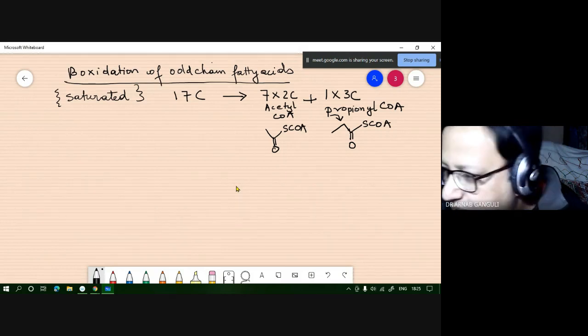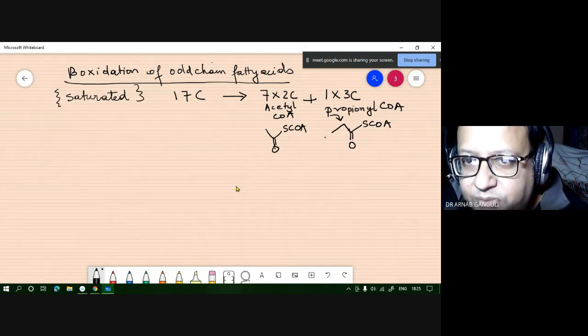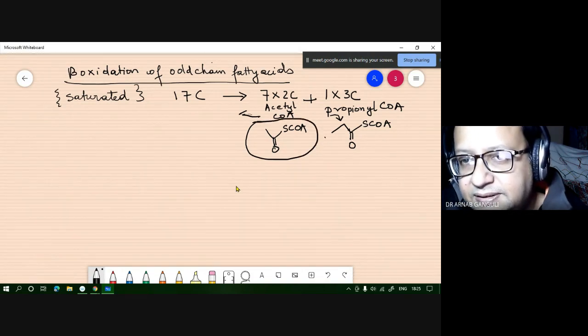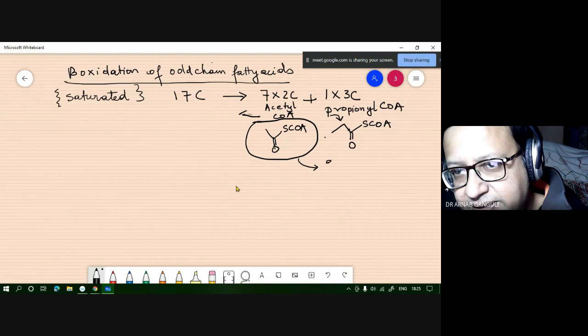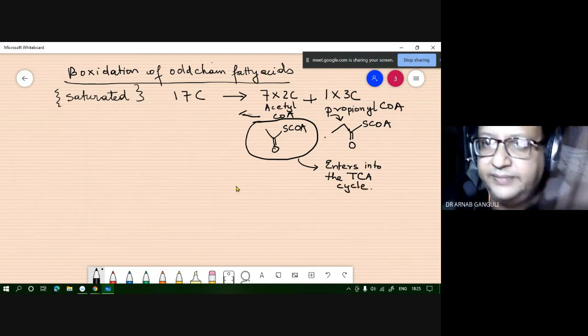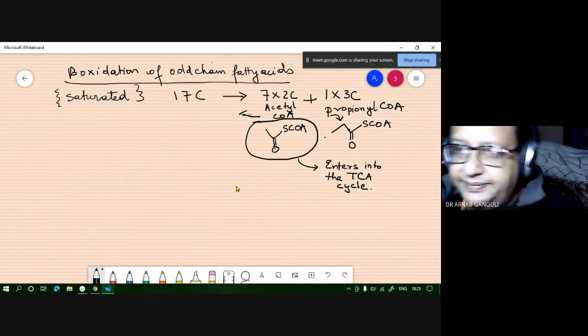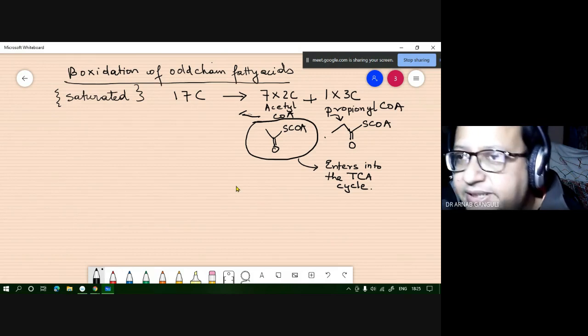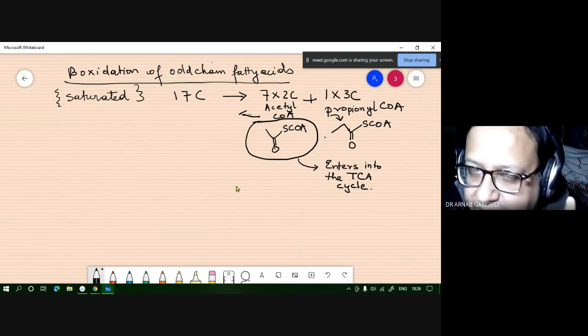So in the end, this acetyl coenzyme A directly enters the TCA cycle. This enters into the TCA cycle, and you know that one acetyl coenzyme A gives 10 ATP. This is what you get.